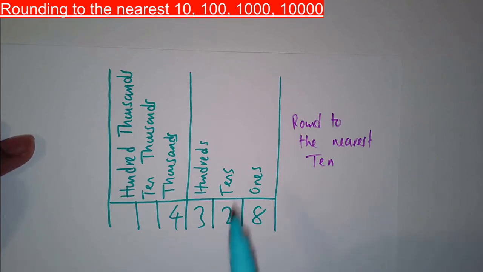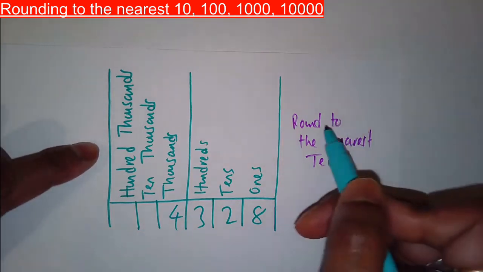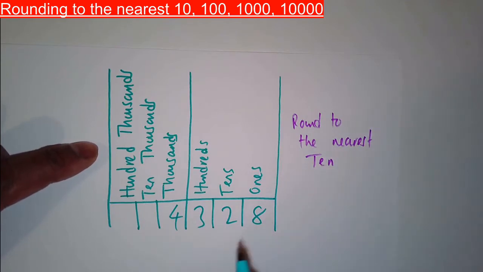Right, what I will show you now is how to round to the nearest 10, and then after that I'll show you how to round to the nearest 100, 1000. Right, first one, round to the nearest 10. So this number, 4,328 to the nearest 10.